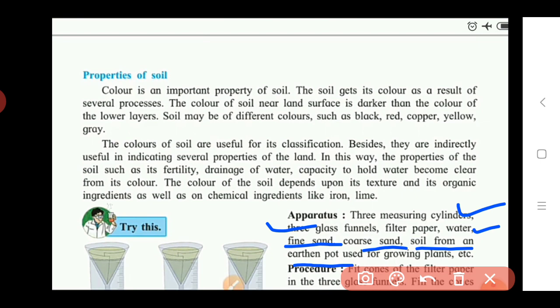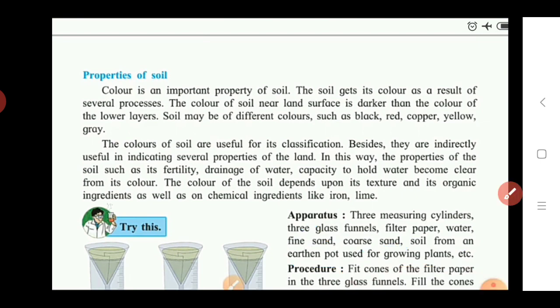So here you take the three types of soil. The first one is in the form of sand. The second one is coarse sand. Coarse means smaller in size as compared to the fine sand. Fine sand and coarse sand are different in their particle size. Then soil from the earthen pot used for growing plants. So another soil which is used for growing the plants. This is the third type of the soil.